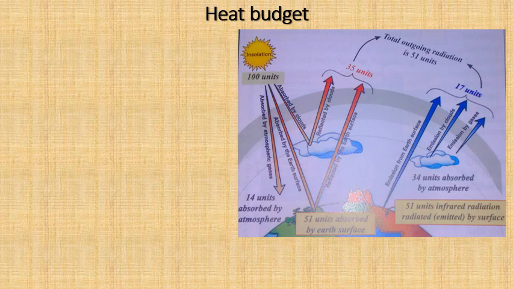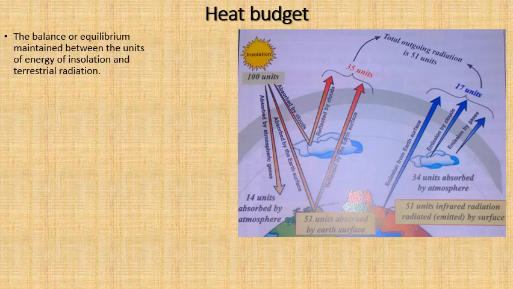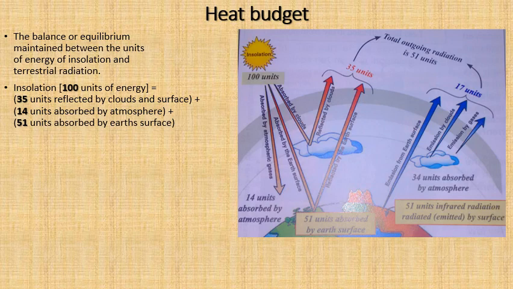Now there is a relationship between what is coming in and what is going out. There is a connection between insolation and terrestrial radiation. So what is the ratio? If there is 100% of light coming in, is there 100% of light and heat going out? If there is an equal ratio or a balance, then we can call it heat budget. If there is no balance between the amount of heat coming in and going out, then there is an imbalance in the earth's system and life on earth would not exist as it is existing now. The balance or equilibrium maintained between the units of energy of insolation and terrestrial radiation is called heat budget.